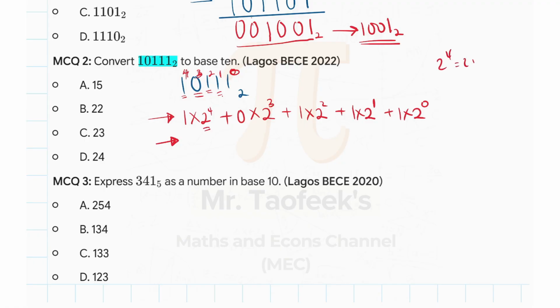Now, 2 to the power of 4 just means 2 times 2 times 2 times 2. 2 times 2, 4. 4 times 2, 8. 8 times 2 is 16. So this is 16. And then 16 times 1 is just 16. Plus 0 times anything gives you 0.